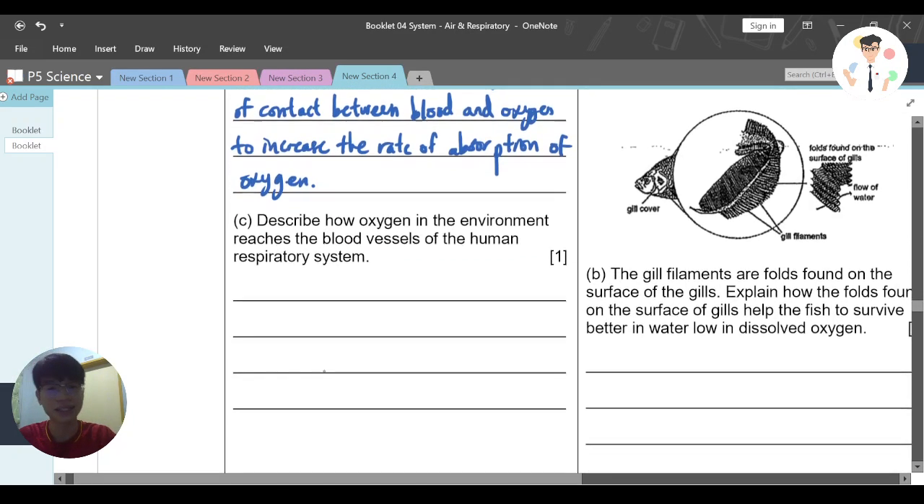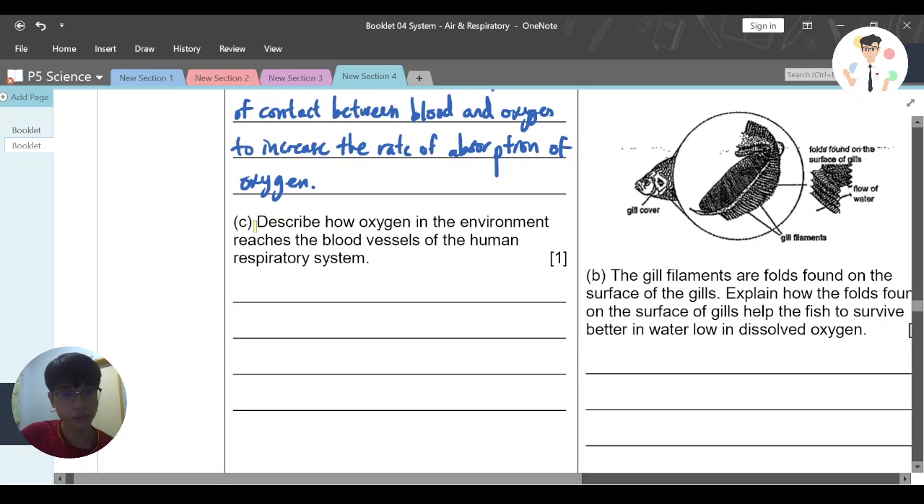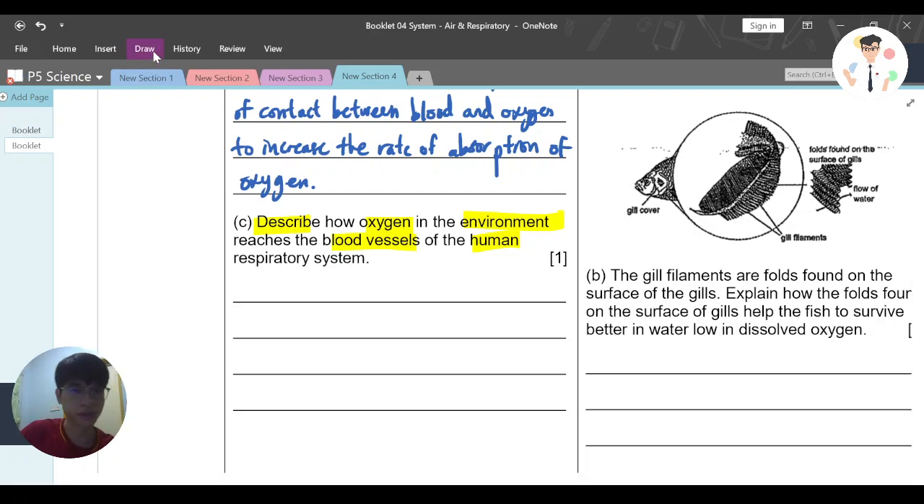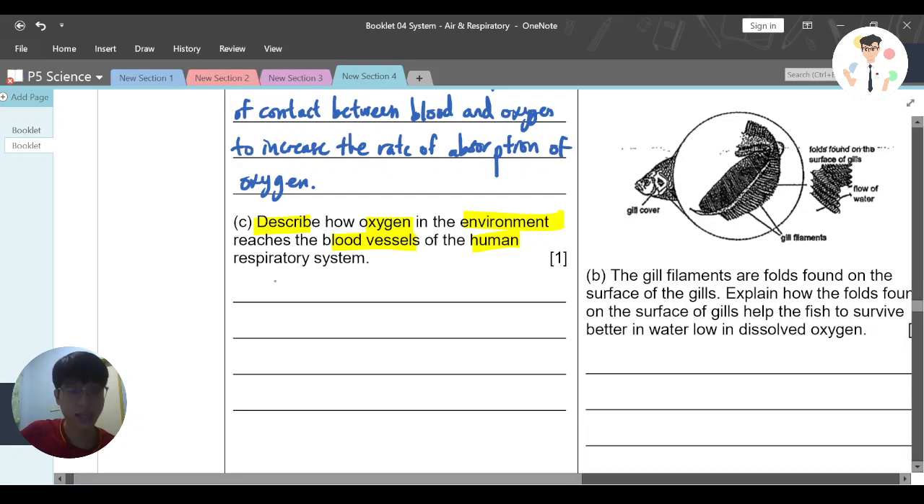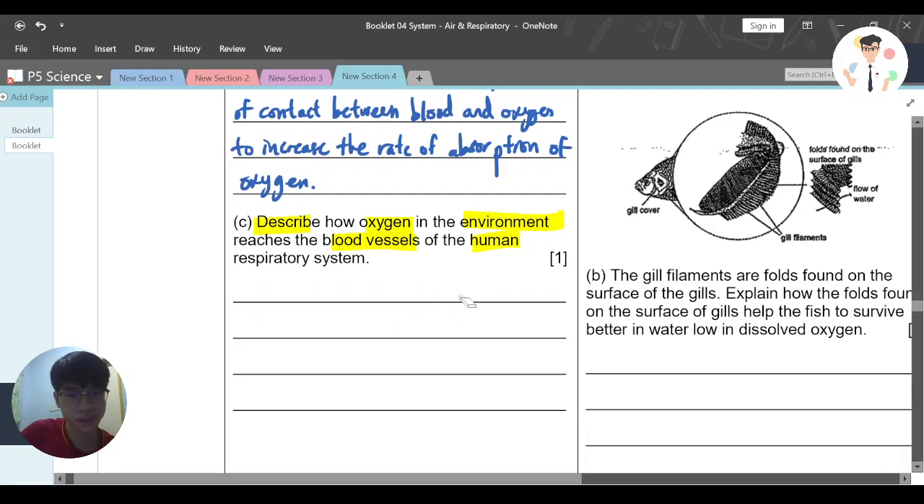Now let's look at C. C is asking, describe how oxygen in the environment reaches the blood vessels of the human respiratory system. So when humans breathe, how does the oxygen go to our blood vessels? You can explain air in the surrounding enters. I should write properly. Please wait for a while.